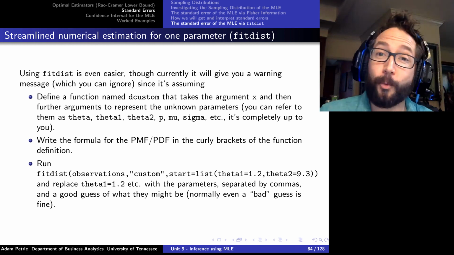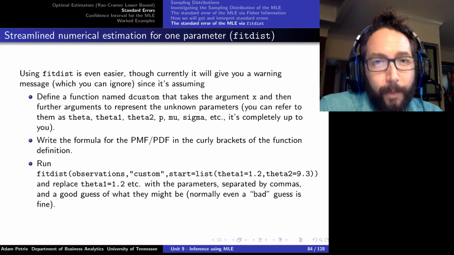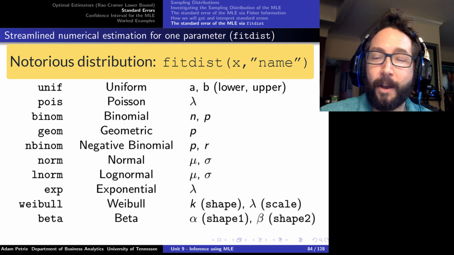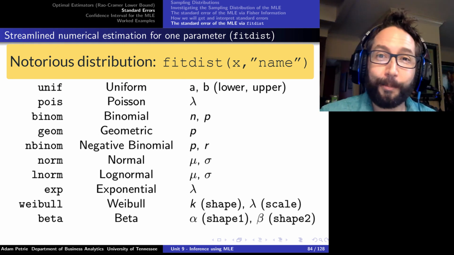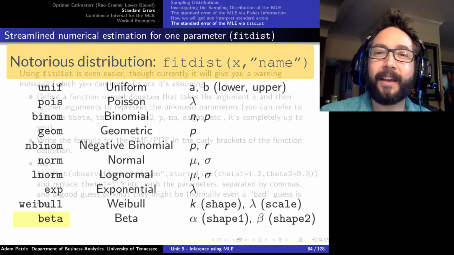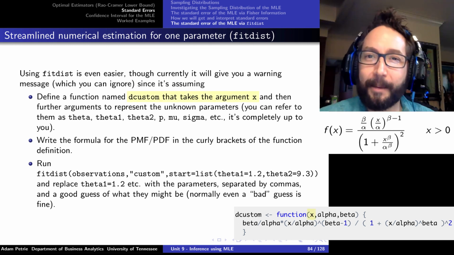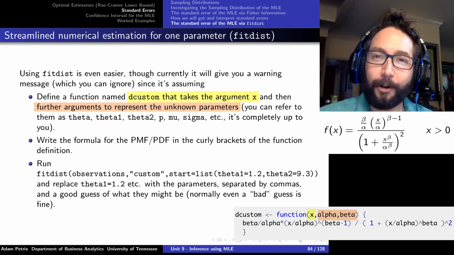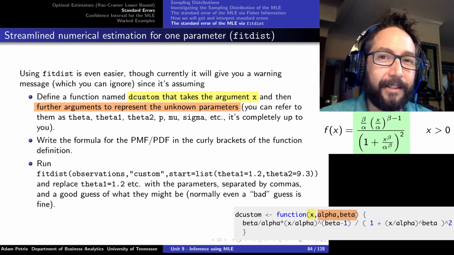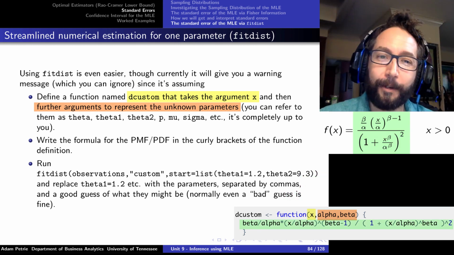So I think the most efficient way of getting the standard errors of the MLEs is just to use fitdist. And we can set this up the same way as when we set up fitdist to estimate the MLEs. What we'll do is if we have a notorious distribution, just use the name of that notorious distribution in quotes when we use fitdist. If we have a custom distribution, we'll define dcustom. The first argument will be named x. The second, the third, etc. arguments will just be the names of the parameters of that distribution. Inside the curly brackets of dcustom, you're just going to transcribe the formula for your PMF or your PDF.